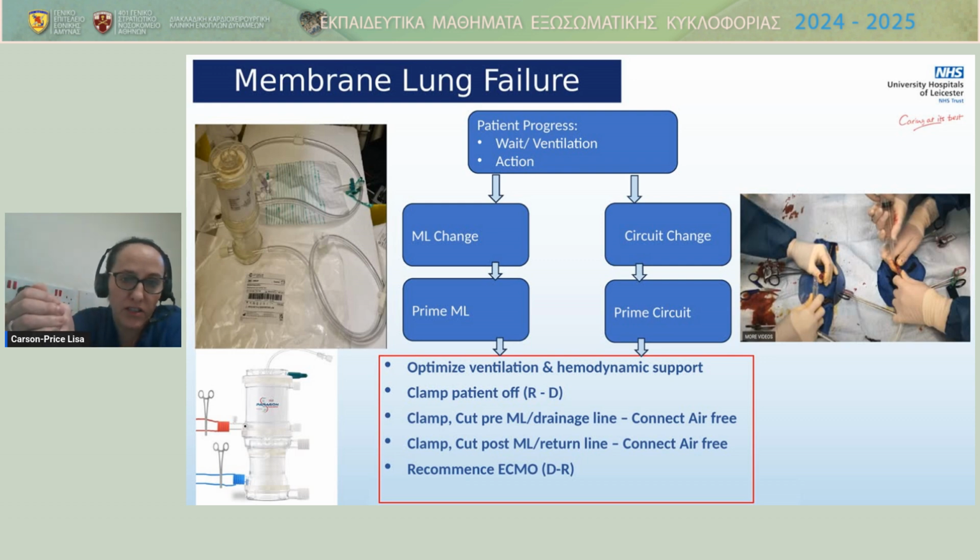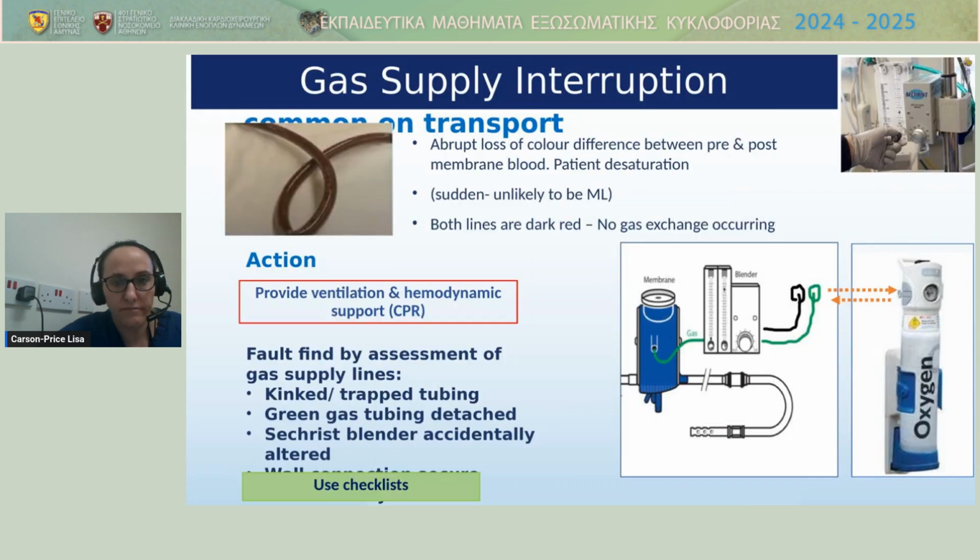The other option is we change the membrane lung, or depending on your hardware or your clinician's preference, it's a circuit change. In my organisation, we change the membrane lung, but we have the ability to do that. So in doing that, we have to obviously have a protocol of how to do that, because that makes it safe practice. So we optimise the ventilation of our patient, we clamp the patient off from the ECMO circuit, and we cut in the drainage line and the returnage line near the cannula if you're doing a whole circuit change, and just the oxygenator if you're doing a membrane lung change, obviously making air-free connections.